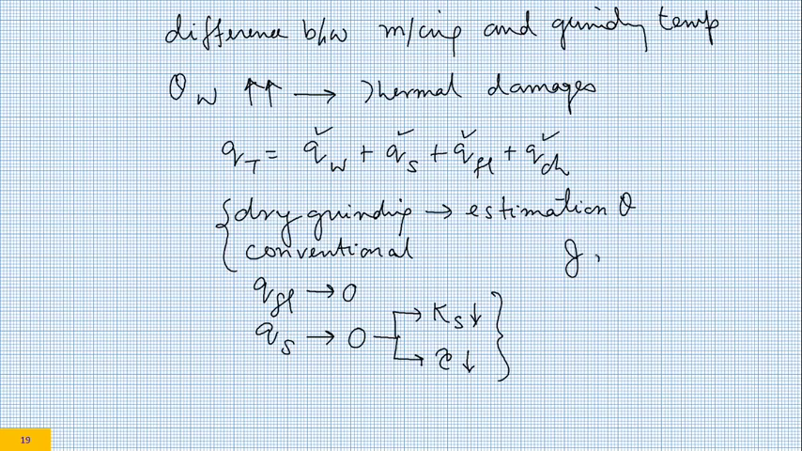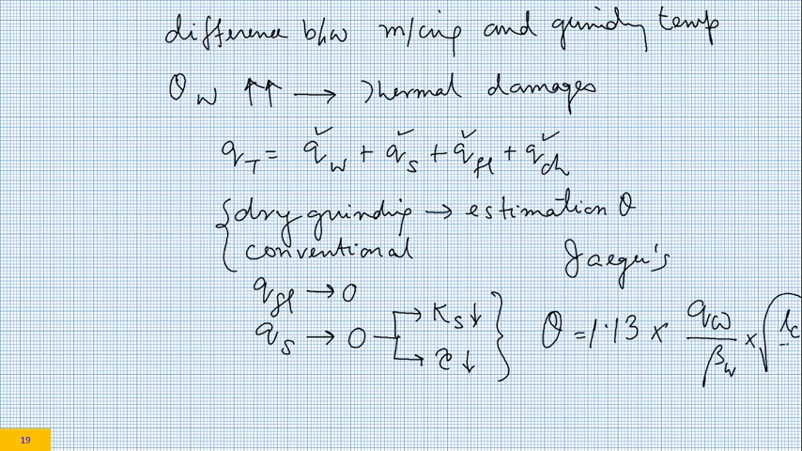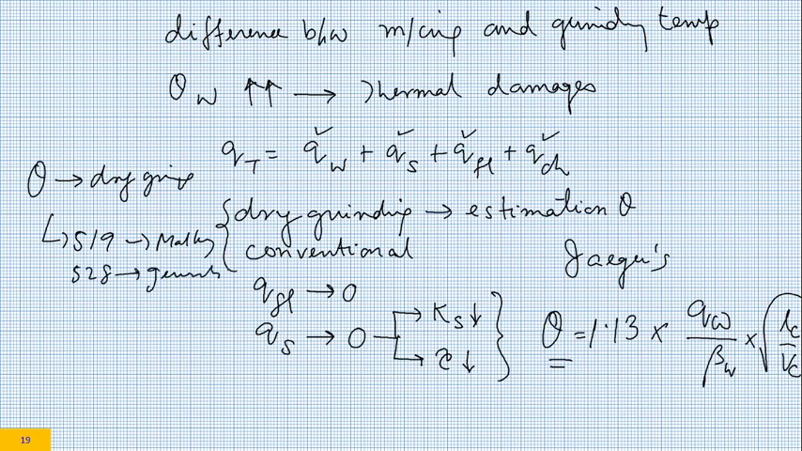Then what we know? We know that Jaeger's solutions can be used, and using Jaeger's solution there is a standard formulation like this which will give you the rise in temperature. Using the standard solution for dry grinding, we have estimated two temperatures. One is 519, which is by Malkin's approach, and another one is 528, which is by generalized approach.